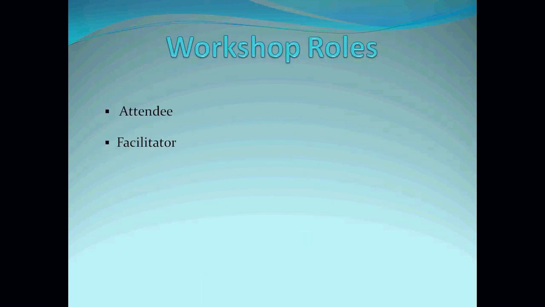Now we discussed the workshop, and the roles that you have in the workshop. When you want to have your workshop, there are two main roles: the attendee and the facilitator. As you were told last week, or the first week as well, the BA facilitates the workshop. So the business analyst will be the facilitator of that workshop, and the attendees will be your stakeholders that you want to gather your requirements from, that you want to discuss with. So those are the two roles.